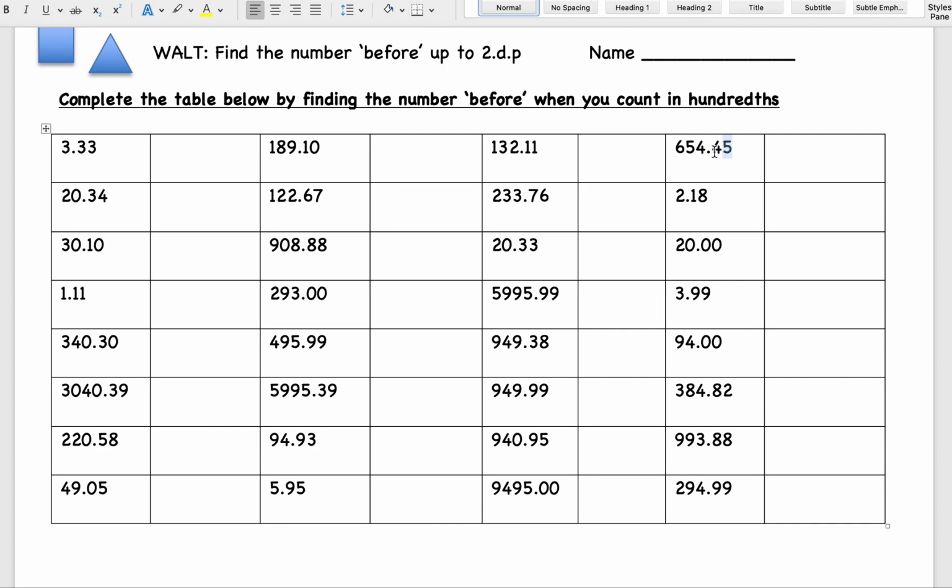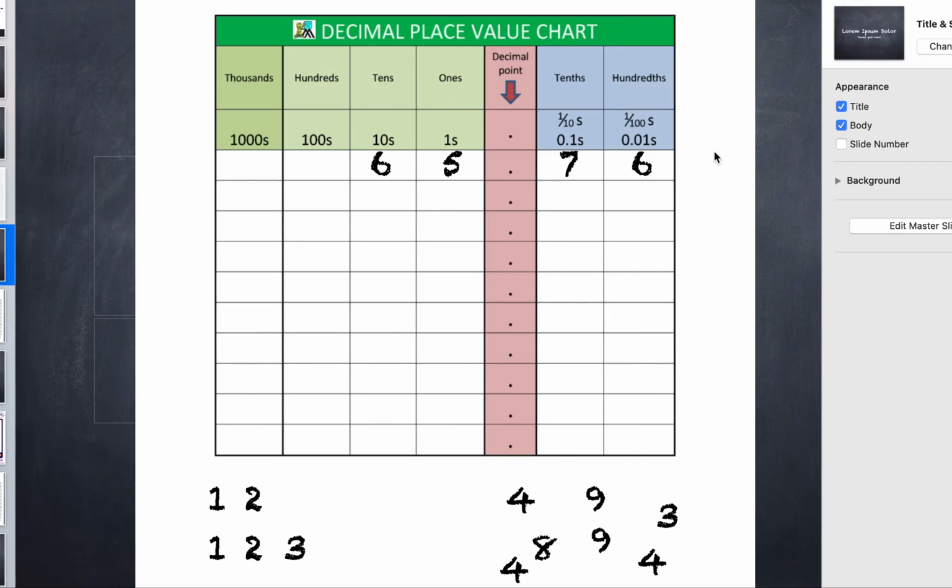You're taking away from the hundreds column. But the task should still be the same. So if I keep this number, 6 tens, 5 ones, 65. Here we have 7 tenths and 6 hundredths. But I'm going to pretend that I'm in squares and triangles. This time I'm subtracting from the hundredths. I'm finding what comes one before the hundredths.